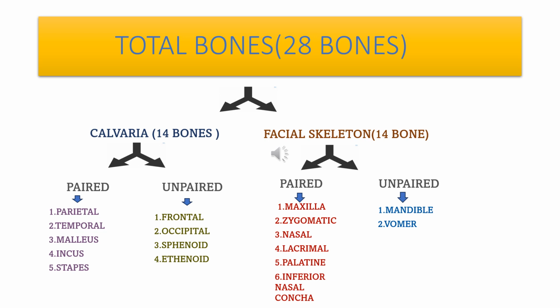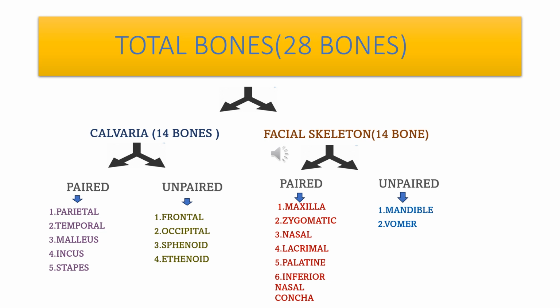So now, the total number of bones in the skull. The total bones in the skull is 28. There are a total of 28 bones in the skull. As we divided the skull into two parts, the calvaria and the facial skeleton, there are 14 bones in the brain box that we call the calvaria, and 14 bones in the facial skeleton.